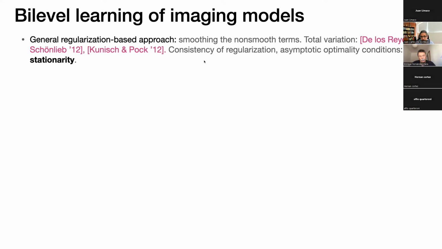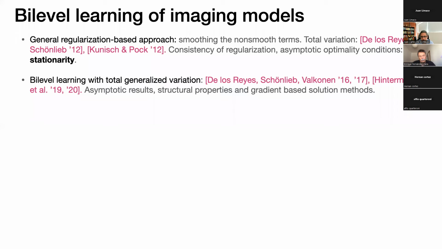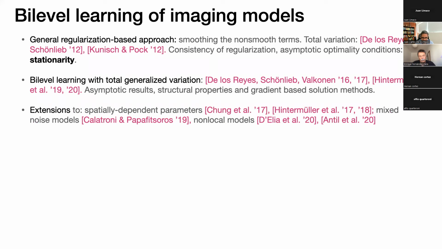This was thereafter extended to total generalized variation cases by our group and also by the group of Michael Hintermüller in Berlin. And we provided there some asymptotic results, structural properties, and also some solution algorithms for this type of bi-level problems. There are several extensions that you can consider, like spatially dependent parameters, mixed noise models, non-local models, and other types of variational models that arise in image processing.